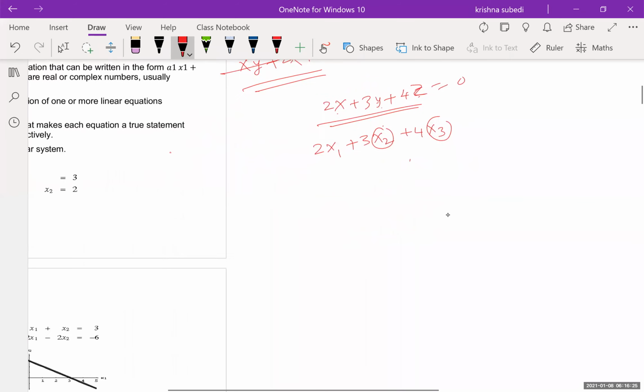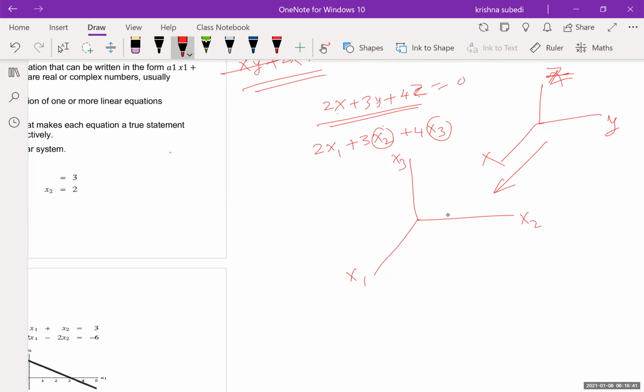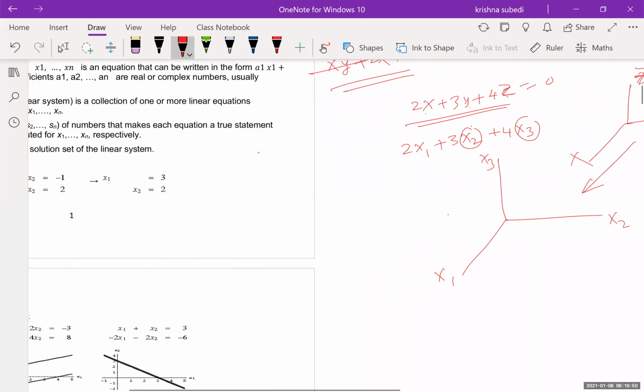And if you want to draw the graph of this, the axes will be x1, x2, x3, whereas in high school you have x, y, and z, right? That's what you did. It's just a switch from x, y, z to x1, x2, x3, because we'll be dealing with a lot of variables here, and that's what we're going to do. All right.